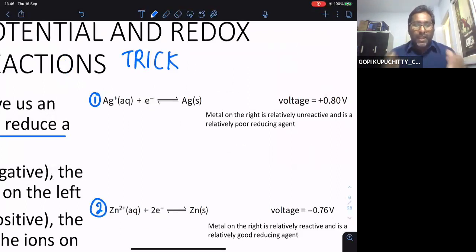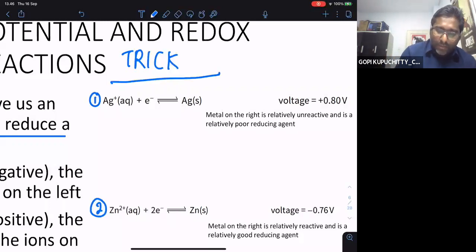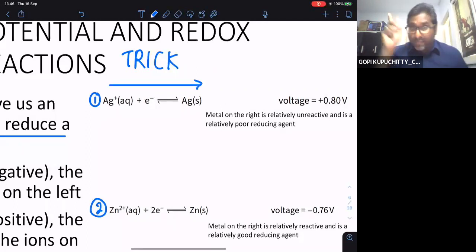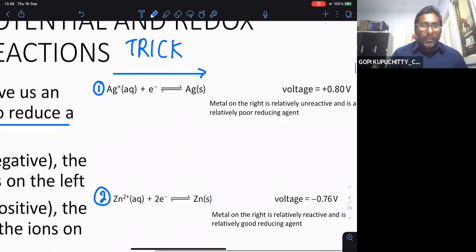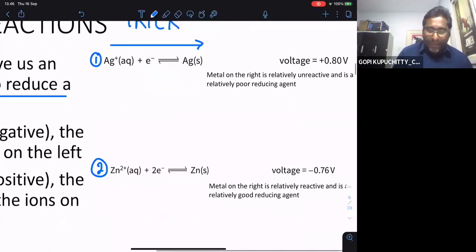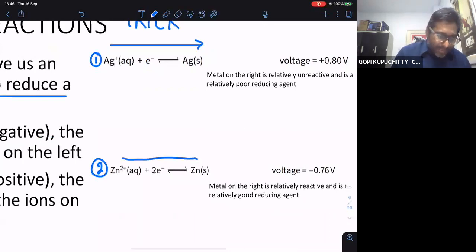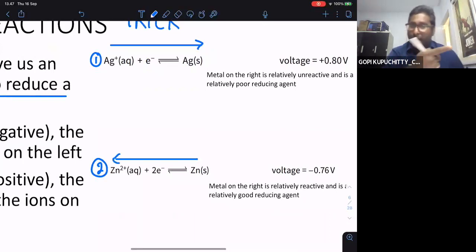And the trick is, when you have the voltage, for example the E value is more positive, you think it will go to the right. Positive, it will go to the right. If it is negative, later I'll teach you more detail, but for now remember, if it is negative, think it's going to go backwards, reverse. Now this will help us to answer a lot of questions.